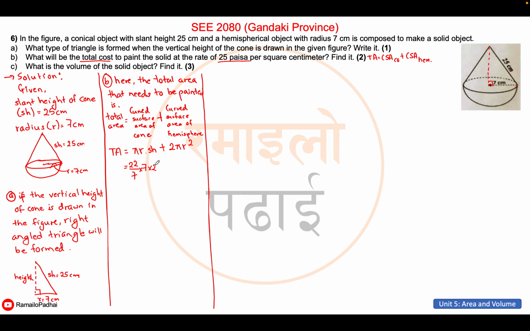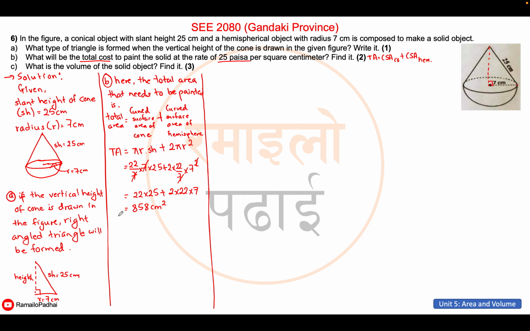So s is 25, plus 2 pi, which is 22 upon 7, times r, which is 7, and square of r. Here we will cut 7 with 7, and we will cut 7 with the square, because square means 7 times 7. So it will be 22 times 25 plus 2 into 22 times 7, and that will be 858 centimeter square.